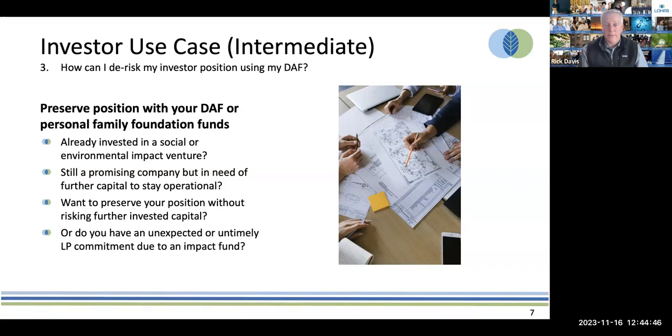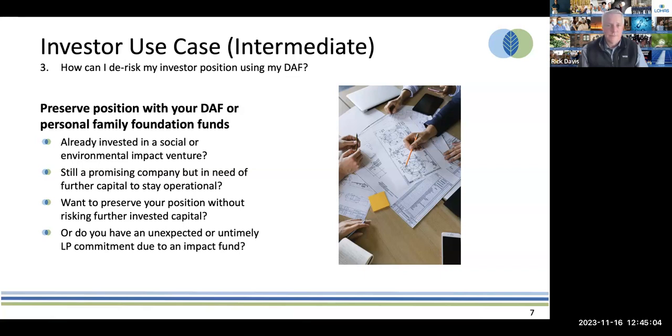Yep, absolutely. And it's similar. That last bullet there just talks about how these things come up with LP commitments and funds as well. Unexpected or untimely commitments. Here's a use case. If it's an impact fund, here's another use case for an investment of donor advised fund dollars.